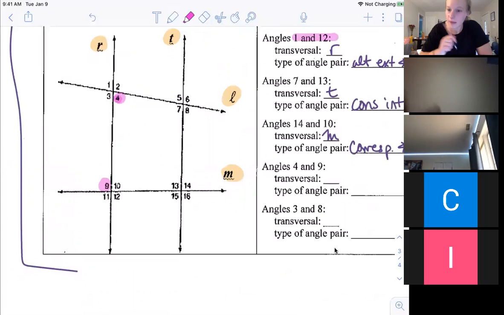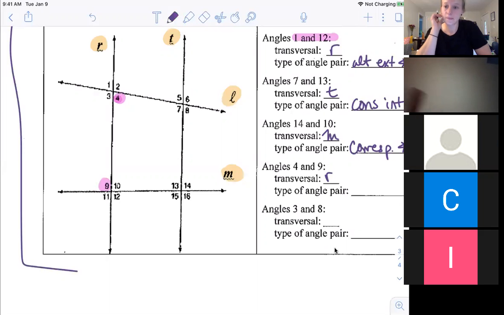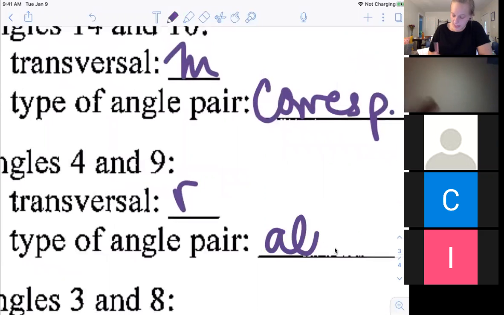It's R. Good, Izzy. It is R. And then what's my angle type? It doesn't have to be you, Izzy. It can be if you want, but it could be somebody else. What's my angle relationship, angle type? Alternate interior angles. Very good, Abby. Opposite sides, inside.